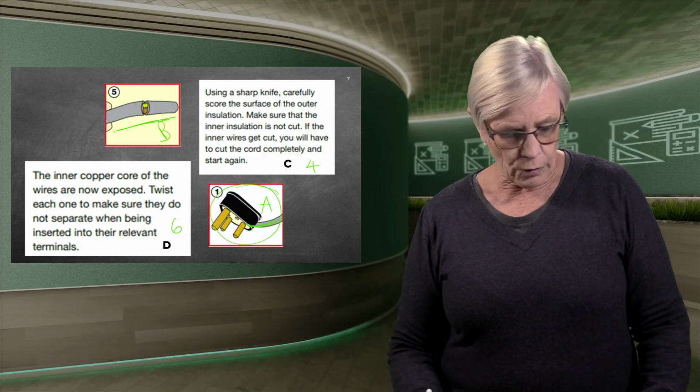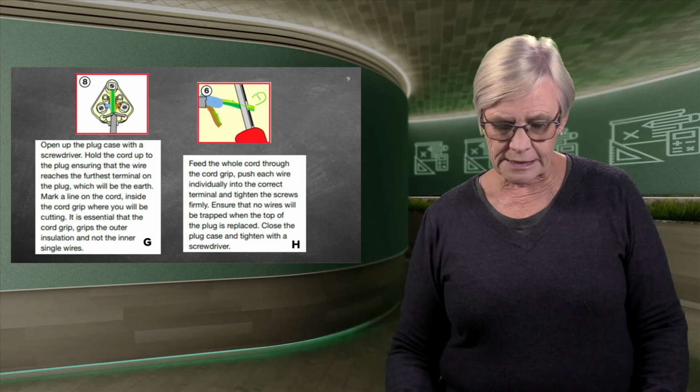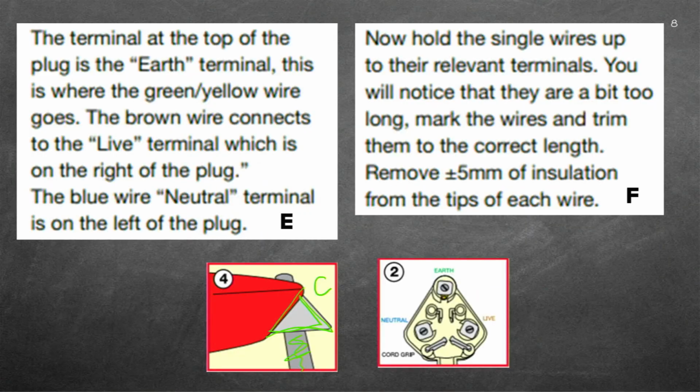Okay. Right, let's go to the next slide, and here I've got E and F. So E says the terminal at the top of the plug is the earth terminal. Now remember, we spoke about the 3-pin plug. It was a plug with an earth edge. That's what we're referring to. This is where the green and yellow wire goes, and the brown wire connects to the live terminal, which is on the right of the plug. The blue wire neutral terminal is on the left of the plug.